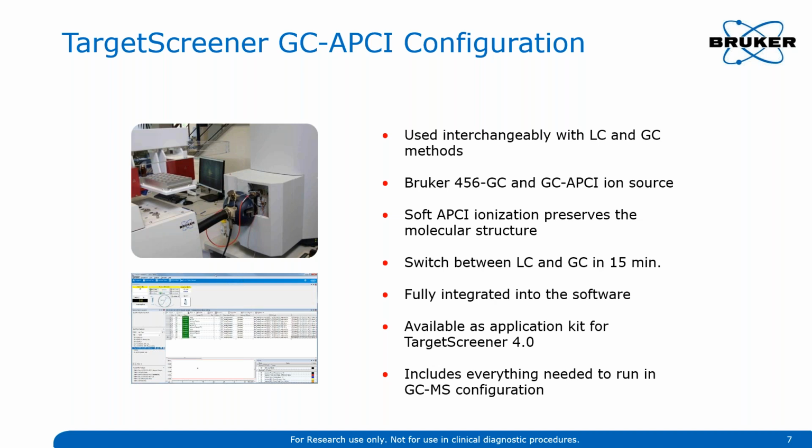Now, TargetScreener can be used interchangeably with either LC or GC methods. Both modes of operation are fully integrated into the software, and switching between LC and GC takes approximately 20 minutes. Most of that time is used for thermostabilization of the ovens and transfer lines. It also means that you do not need to have dedicated MS instruments to run LC and GC methods in your lab. You can just switch one QTOF between the two modes. And of course, this kit includes everything that is needed to run the system in such configuration.